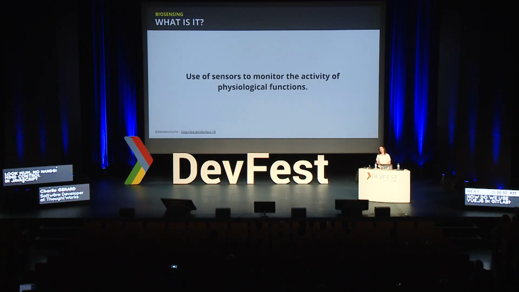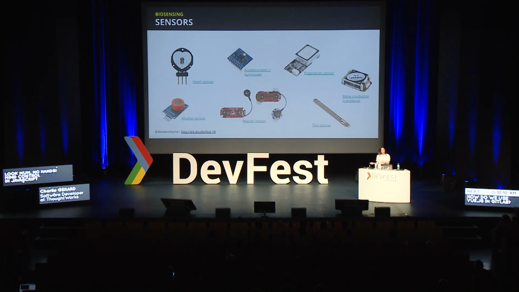So let's start by talking about biosensing. If that word doesn't really make sense to you, it is basically the use of sensors to track the activity of physiological functions. And these sensors can be a lot of different types. You can buy heart sensors or fingerprint sensors, even alcohol sensors or muscle sensors and things like that. And all of these little sensors, you can actually program for them in a few different languages.